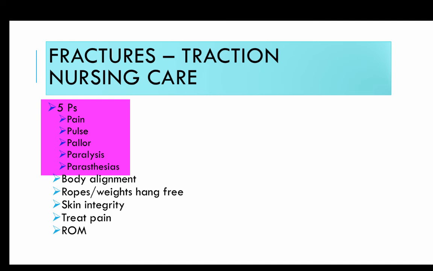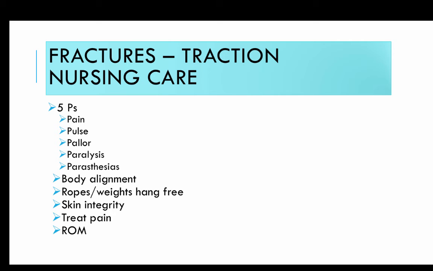Other things you need help with is body alignment. You want to make sure that they don't have problems with their upper body alignment. You can kind of shift them from side to side up top, but really they have to stay with their legs straight. And you want to keep their body in alignment, maintaining the position of the leg. You need to make sure that the ropes and the weights hang free, or else there's not really any traction.